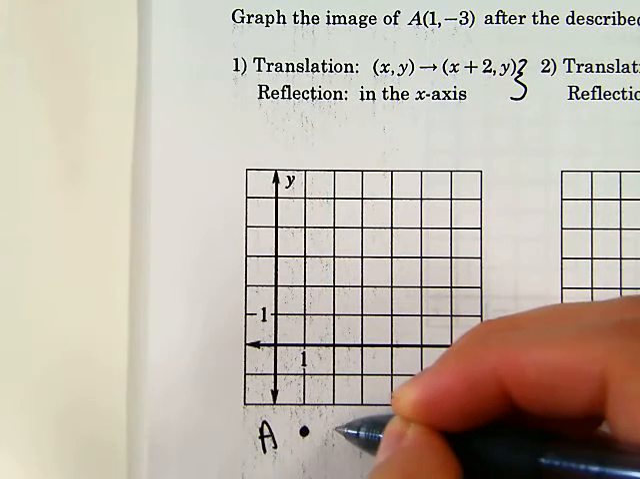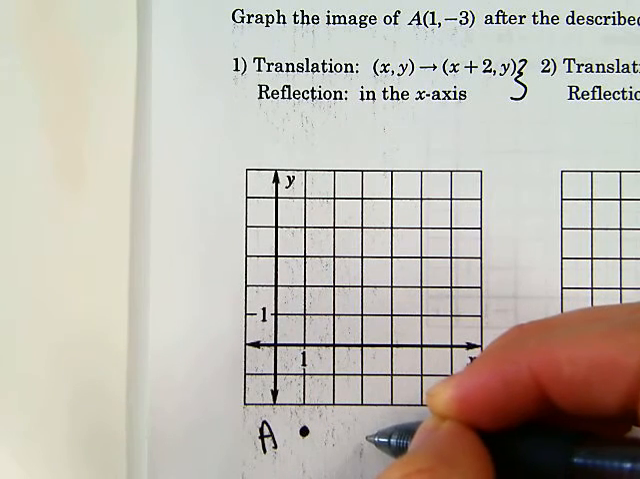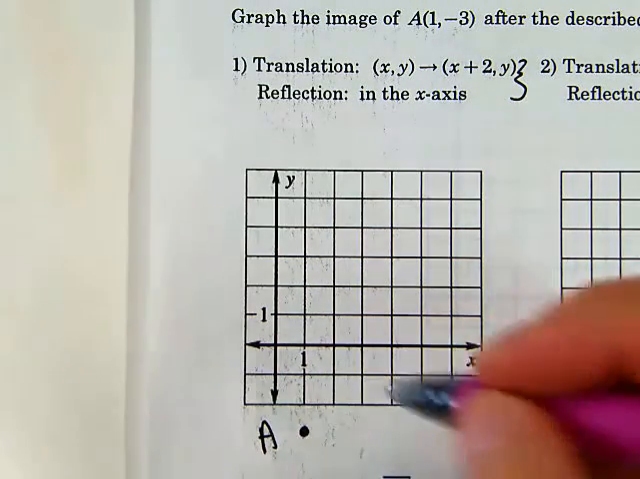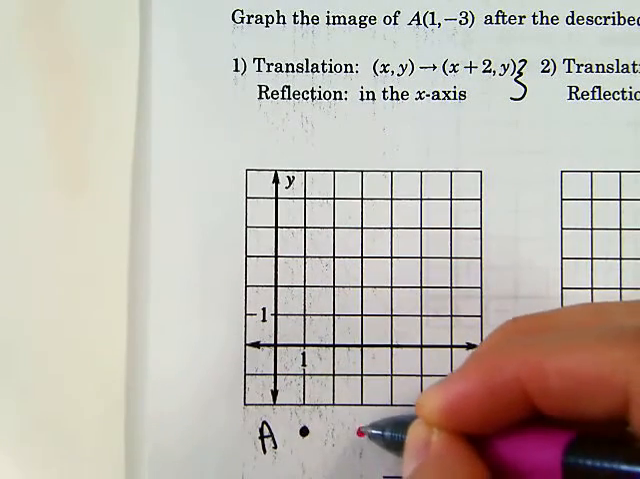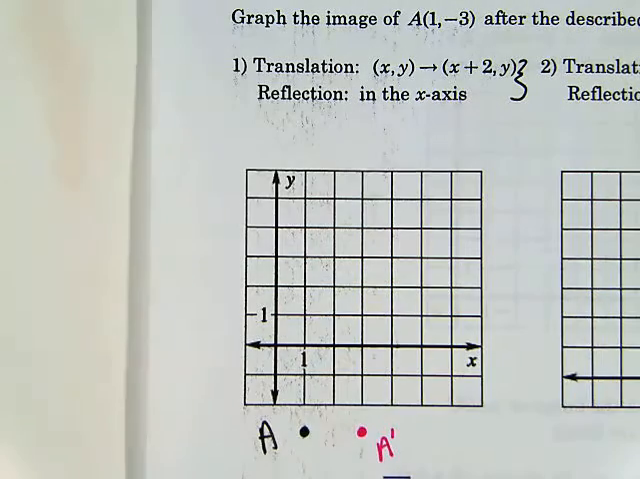So we're going to add 2 to the x value, so we go to the right 2, and we're not changing our y at all. It just shows our y as consistent. So that would be our A prime.